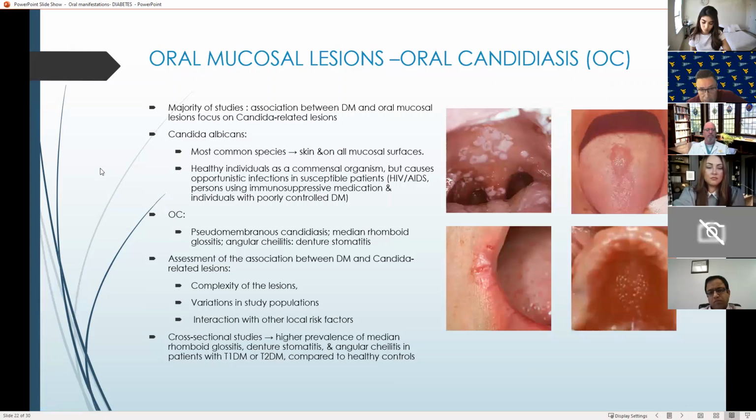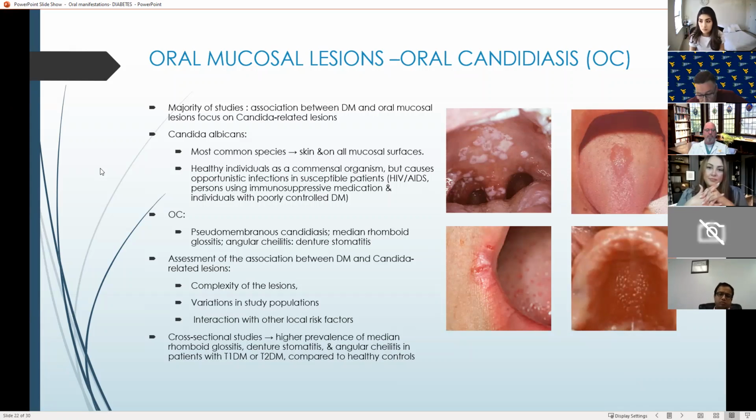Oral candidiasis, as we can see in the pictures: the first picture on the left hand is a pseudomembranous candidiasis. The next picture is a median rhomboid glossitis. The bottom picture on the left hand shows a patient with angular cheilitis, and the last picture on the right hand is denture stomatitis.